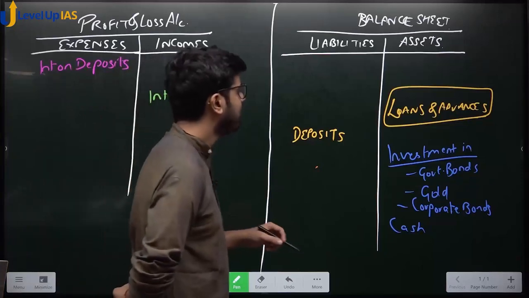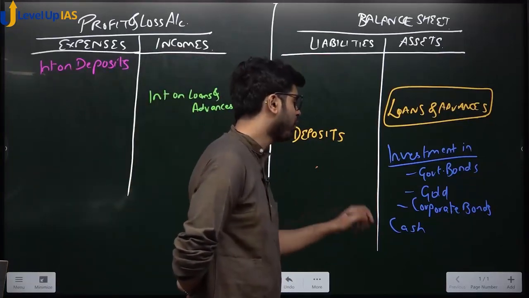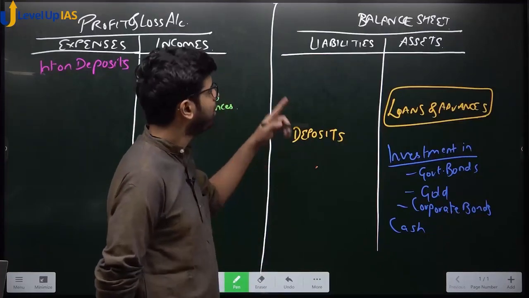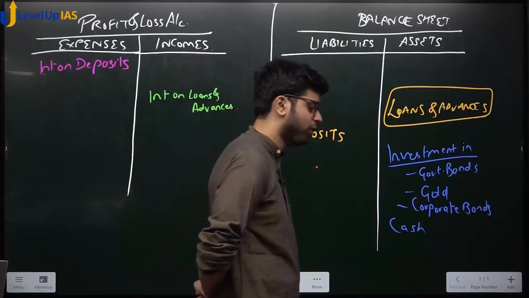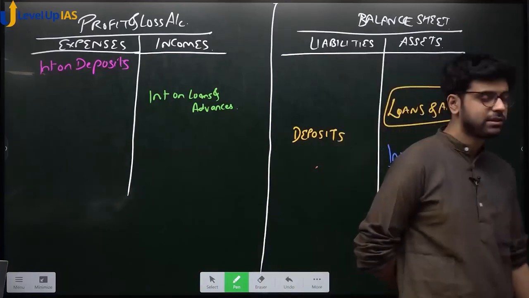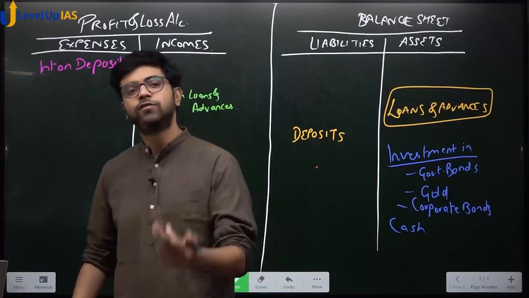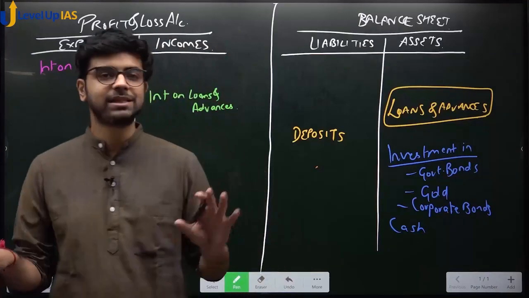So loans and advances, investment in government bonds, gold, corporate bonds, cash, everything is done. Fair and very good. Now I'm asking, what about the liability side of a bank's balance sheet? What do you think? I will have to teach you this concept. Whenever you start a business, you as the owner are different from your business. Your business is like a separate entity.